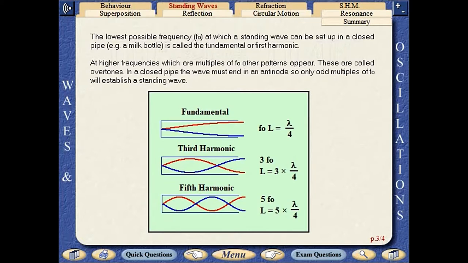The lowest possible frequency at which a standing wave can be set up in a closed pipe is called the fundamental, or first harmonic. At higher frequencies, which are multiples of the fundamental, other patterns appear. These are called overtones. In a closed pipe, the wave must end in an antinode, so only odd multiples of the fundamental frequency will establish a standing wave.